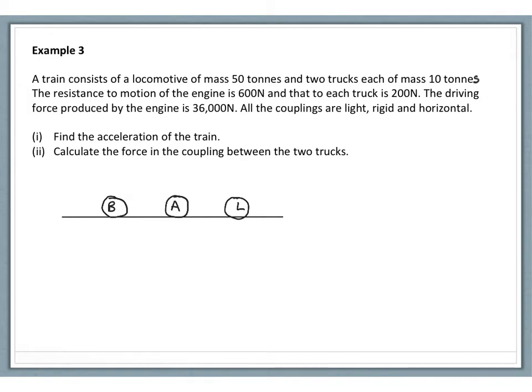So masses of these particles. The locomotive has a mass of 50 tonnes, so a weight of 50,000 G, and the trucks have weights of 10,000 G. They've all got reaction forces, like so.